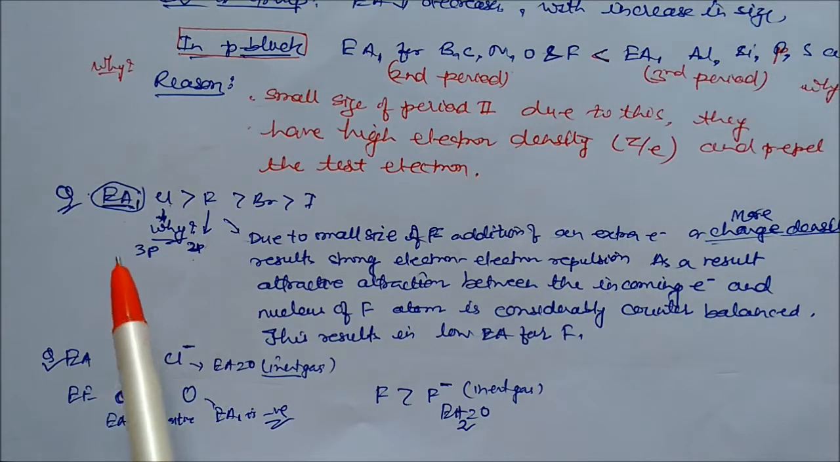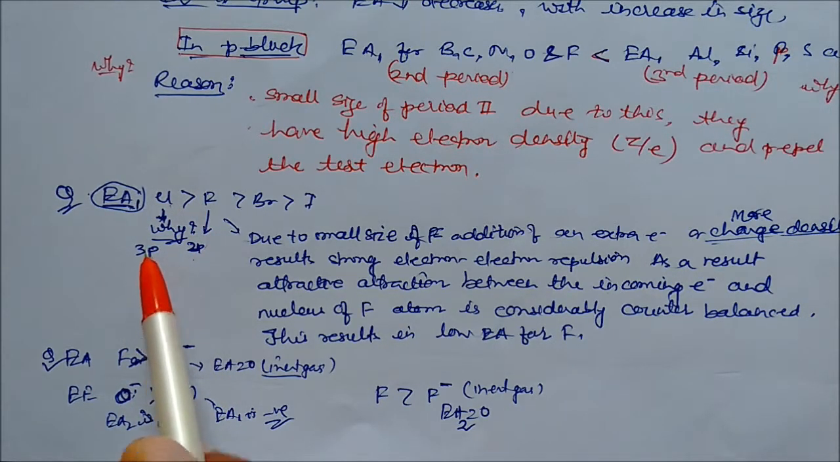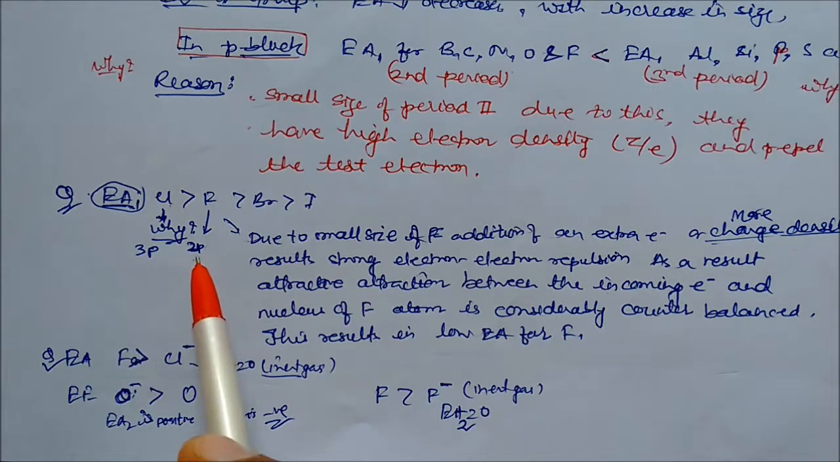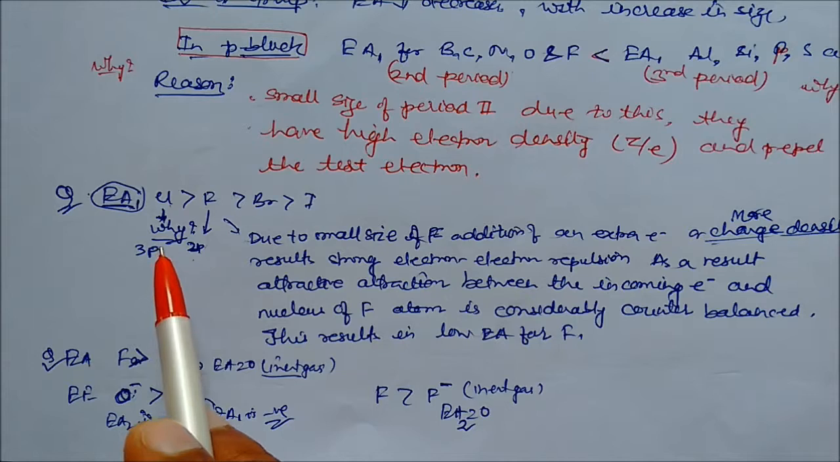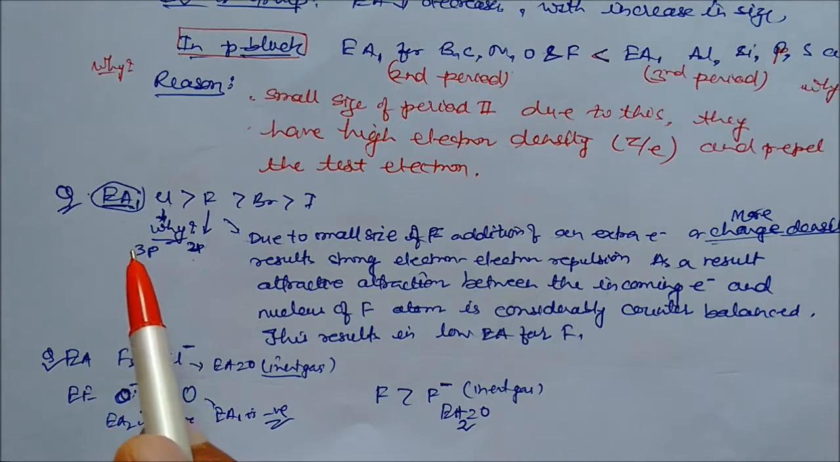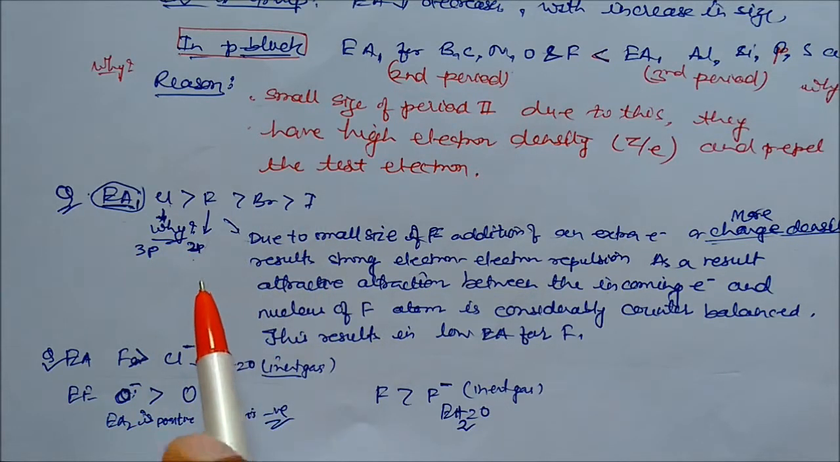If you add an electron in 3p, it will be easily accepted, and they will give you some energy. But if you do the same thing with fluorine, it will not accept it as readily. So the electron affinity of chlorine is the highest in the periodic table, and then fluorine, then bromine, and iodine.